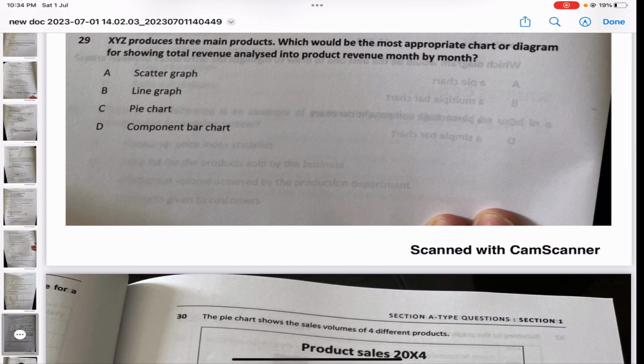XYZ produces 3 main products. Which would be the most appropriate chart or diagram for showing total revenue analyzed into product revenue month by month?